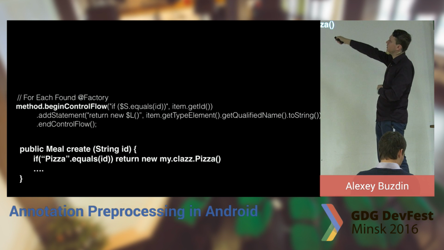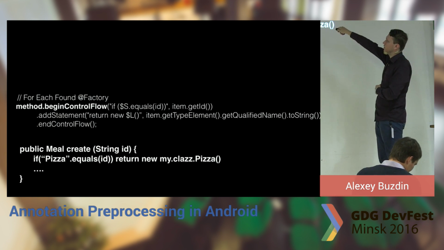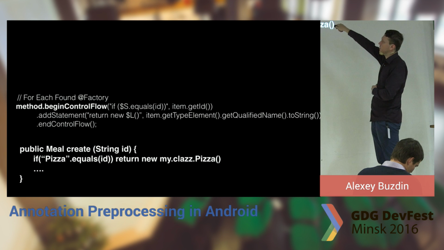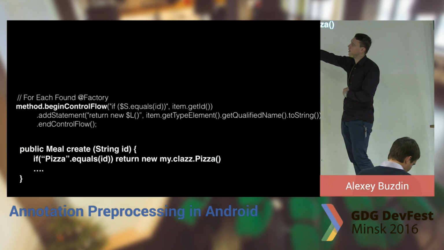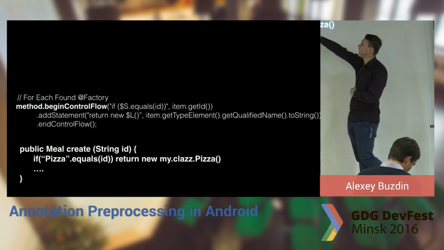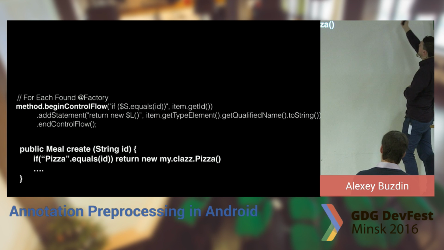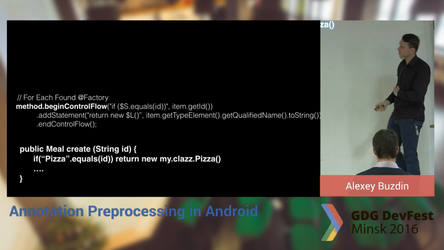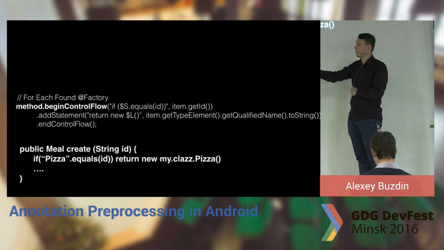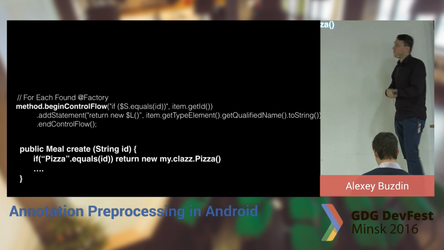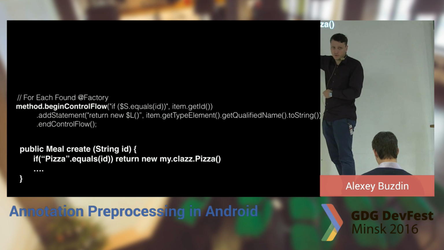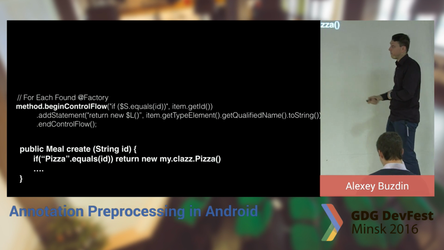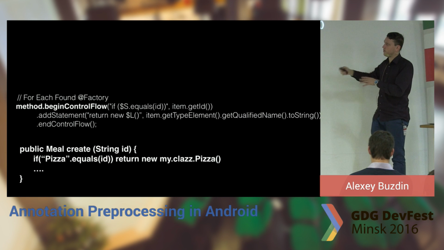And here we say in string that there's an if, there's a first argument equals ID. And we pass the argument. And then inside of this if statement, we say return new and L argument. And here is our argument. So this is what has been constructed. So if there will be 3 classes with factory annotation in class path, there will be 3 ifs here. If 5, 5.